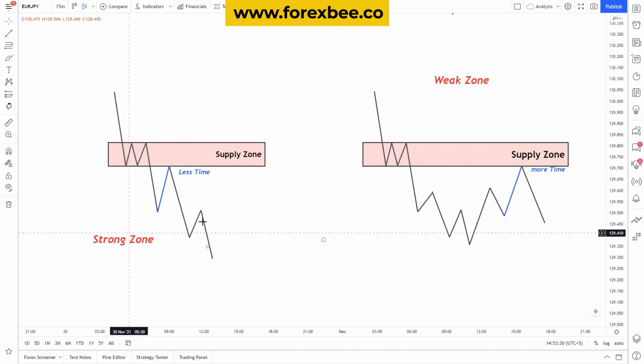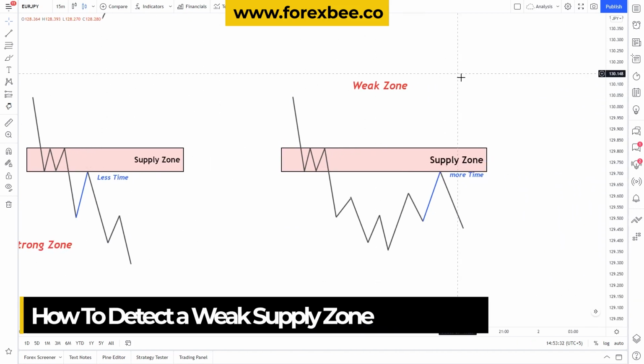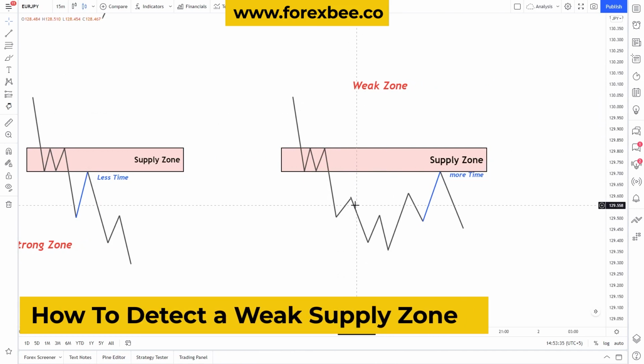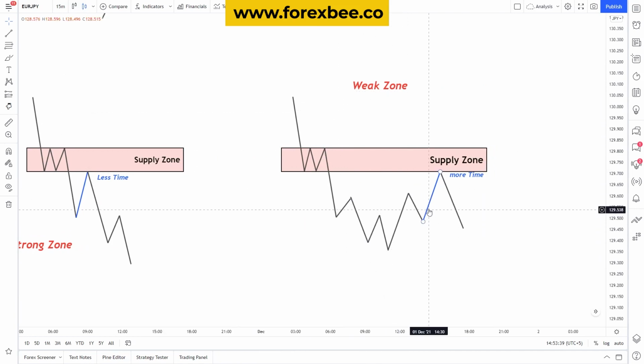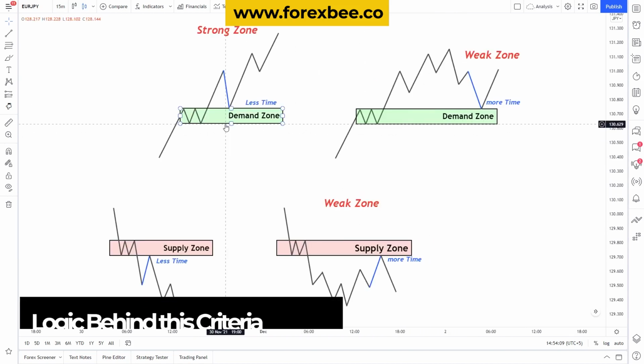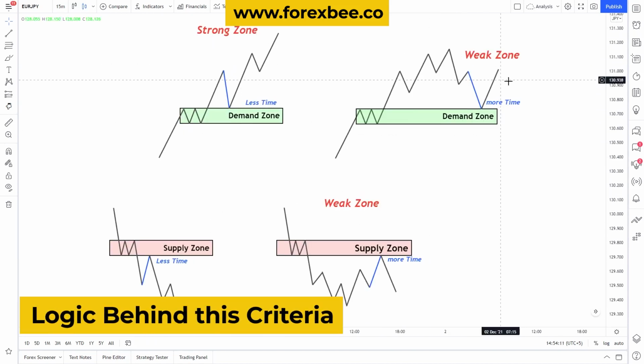So this is a strong supply zone. And here we can see that the price continued moving below the zone for a while and then went back. Okay, and after that it picked the pending orders and then it continued in the direction of the trend. And now let me explain the logic between the strong and weak zones.